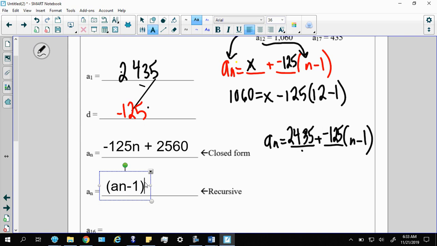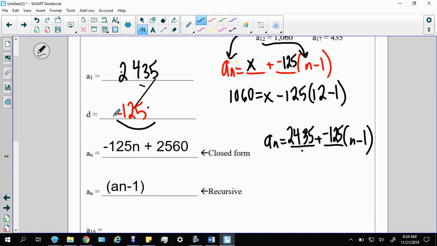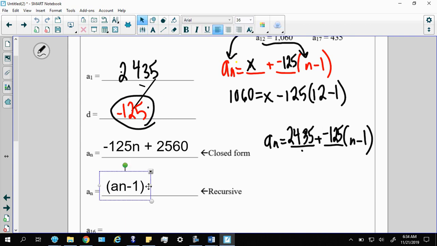Now remember, the recursive rule is nothing more than what are you doing to the previous number to get to the next number? Well, your common difference, which is right here, tells me what I'm doing. I'm just simply subtracting by 125. So it's going to be minus 125.